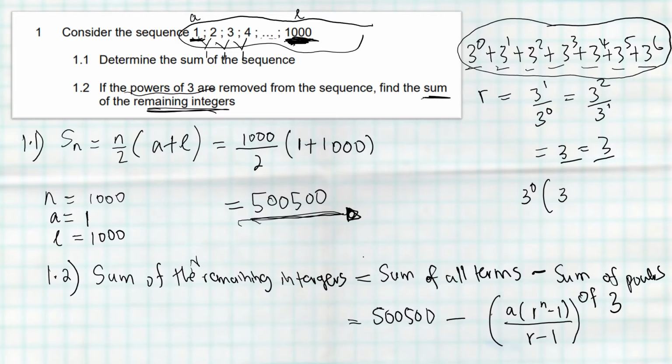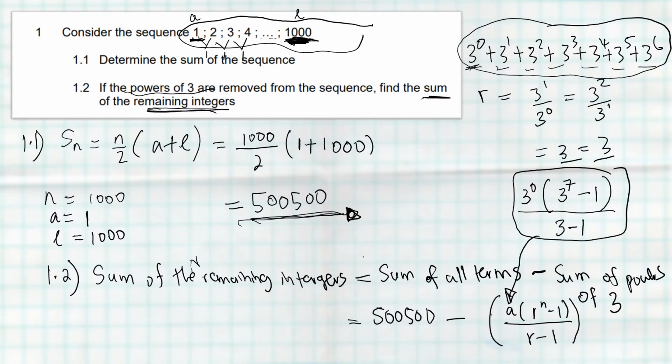Can you see? Don't make that mistake: because it's ending on 3 exponent 6, you might say the number of terms is 6, but it's 7 because we also have 3 exponent 0. So the number of terms is 7. Then I'm just going to say minus 1 over, according to the formula, 3 minus 1. Then we get the sum of the geometric series. Let me punch my calculator. The answer is going to be 1093. So that's the answer for the sum of the powers of 3, right?